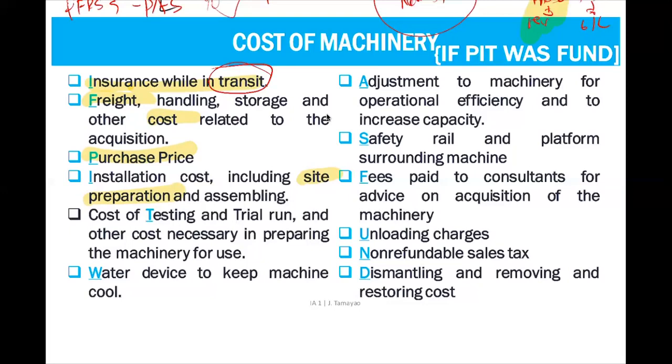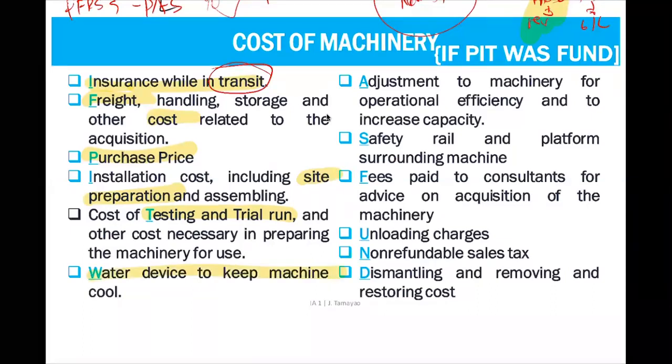Hindi siya yung tipong pagka binili mo yung machine, pagkadating sa'yo, pwede na siya. Kailangan talaga may installation pa siya. So the installation cost should be included. Cost of testing and trial runs should also be included to know if the machine is really working or not. Okay, why is this necessary for the testing and trial run? Again, to test whether the machinery is working or not. So you already received the machinery. Now the problem is, does it really work or not? So to know whether it is really working or not, you need to test it and make a trial run. And the cost of your testing and trial run should be included as cost of your machinery.